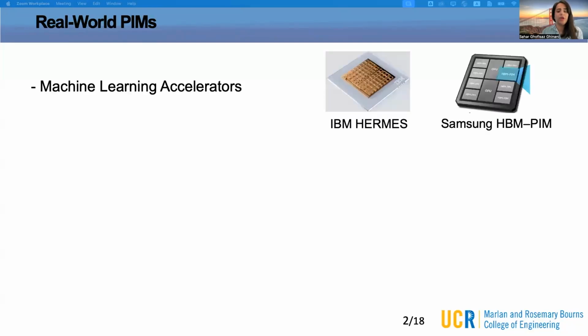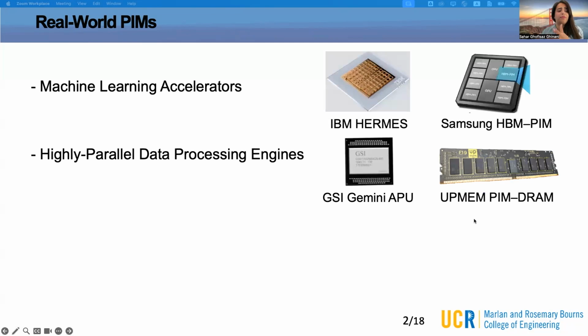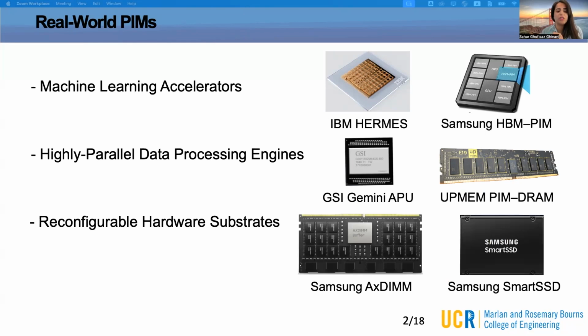So PIMs are getting more and more important, and there have been lots of efforts, both in academia and industry, to develop PIM architectures and the software stack that enables such architectures. There are some real-world PIMs out there for various purposes. For example, when it comes to machine learning accelerators, Samsung HBM is out there, and GSI Gemini is an example of a highly parallel data processing engine. Samsung Smart SSD is considered a reconfigurable hardware substrate as well.